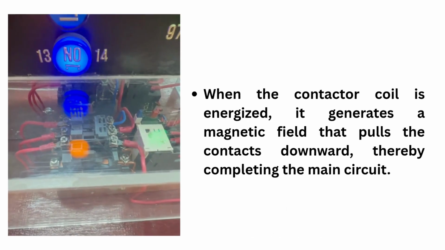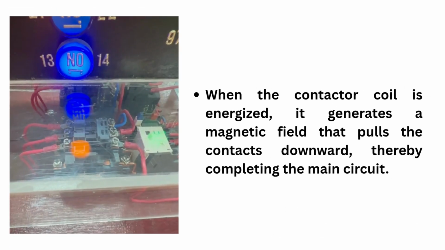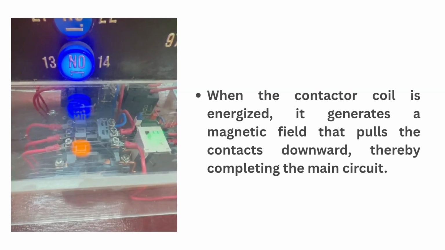This condition shows when the contactor coil is energized, it generates a magnetic field that pulls the contacts downward, thereby completing the main circuit.